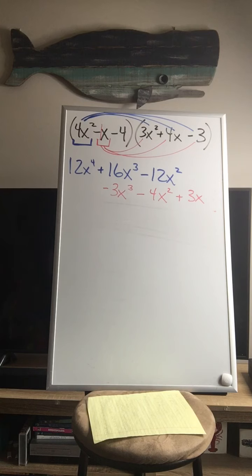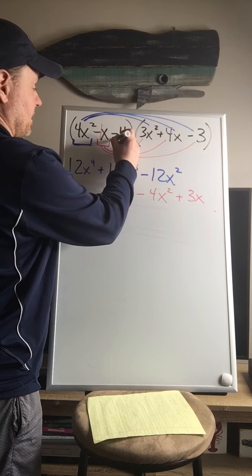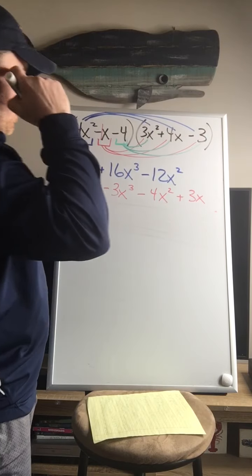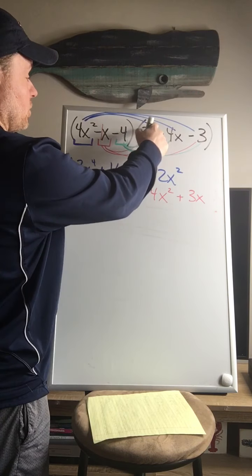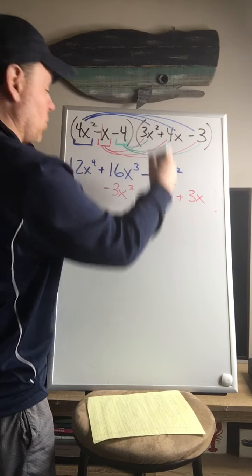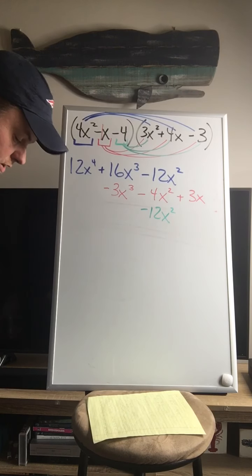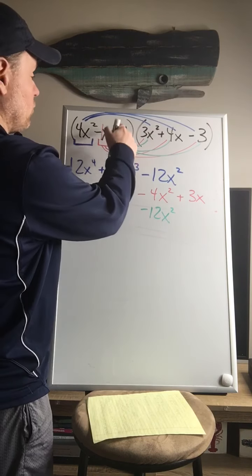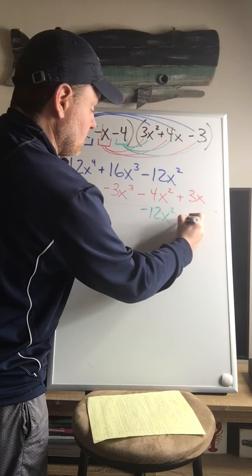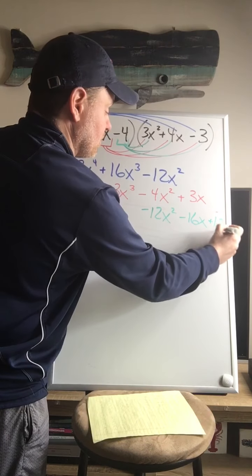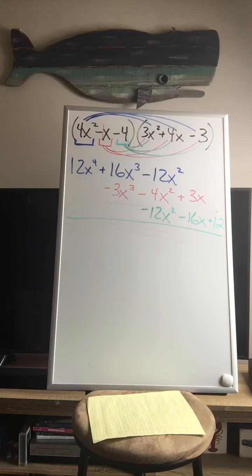Okay? And now we're not done because we have a trinomial and a trinomial. So now I need to take the minus 4 here and distribute it as well. So minus 4 times 3x squared, that'll be minus 12x squared. So again, I'm just going to stack them underneath the like terms there. Okay? Now, minus 4 times 4x, that'll be minus 16x. And then minus 4 times minus 3 will be plus 12. That I'll sneak in at the end. Okay? And now I'm going to combine all of those like terms.